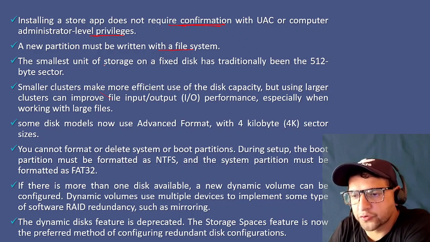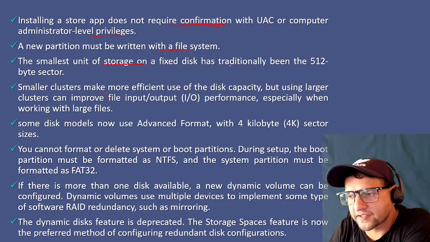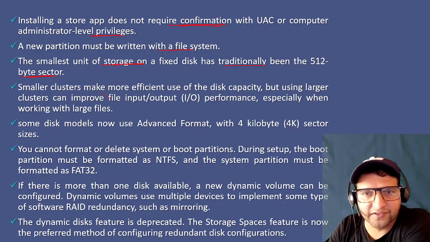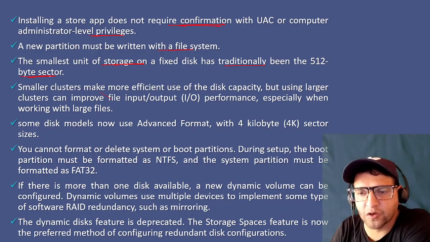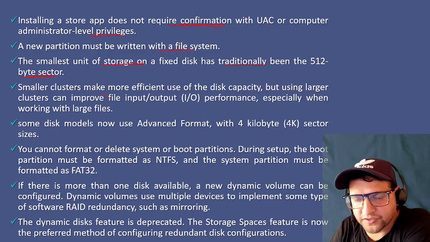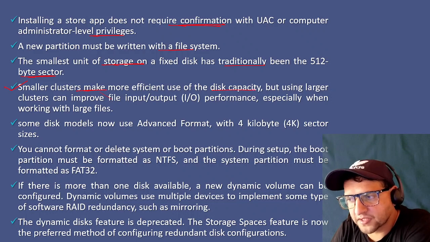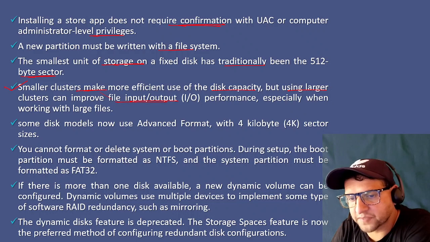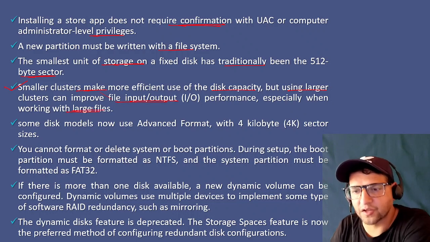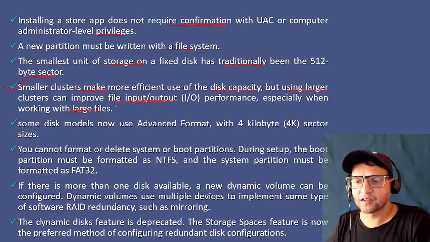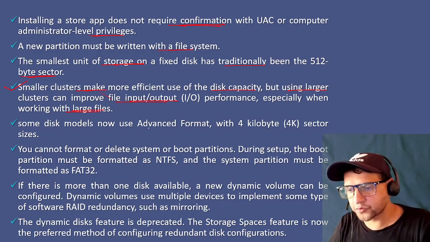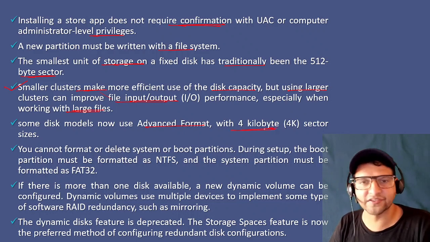The smallest unit of storage on a fixed disk has traditionally been a 512 byte sector. So if you see, a disk is divided into tracks, sectors and clusters. So this is the smallest unit on disk. Now what's the benefit of smaller clusters? Smaller clusters make more efficient use of disk capacity, but using larger clusters can improve file input output performance, especially when working with large files. Small clusters have their own benefits, but large size also has its own benefit. That's the reason some disk models now use advanced format with 4K sector size.